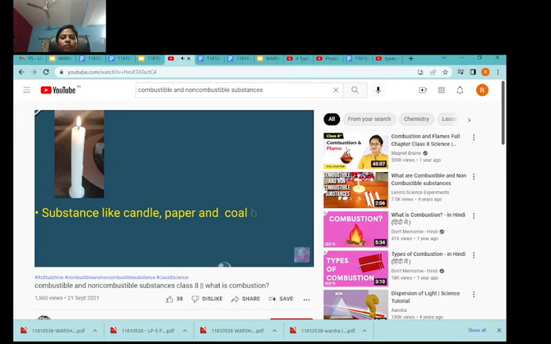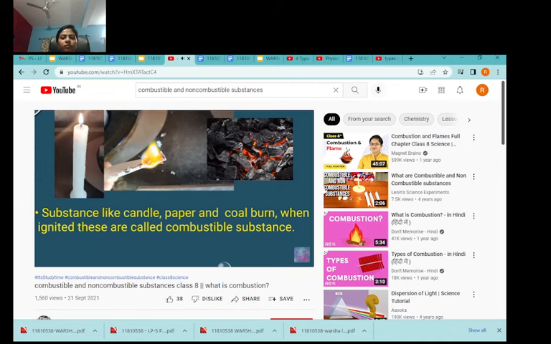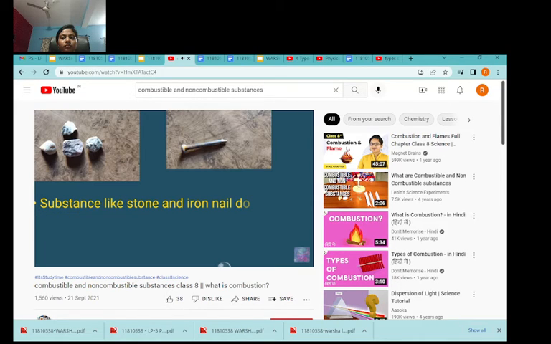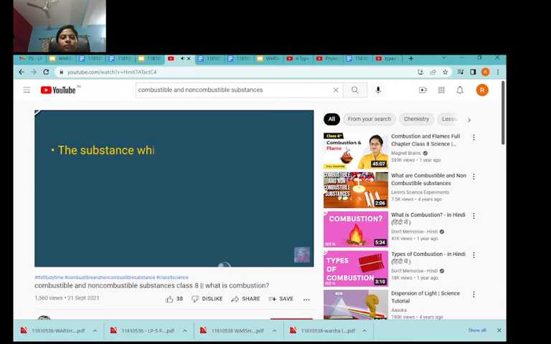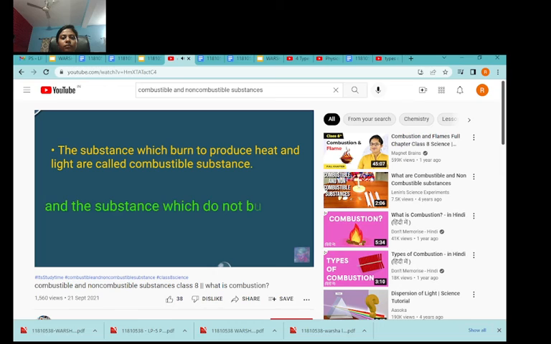Substances like candle, paper and coal burn when ignited. These are called combustible substances. Substances like stone and iron nail do not burn when ignited, so these are called non-combustible substances. The substances which burn to produce heat and light are called combustible substances, and the substances which do not burn in air are called non-combustible substances.